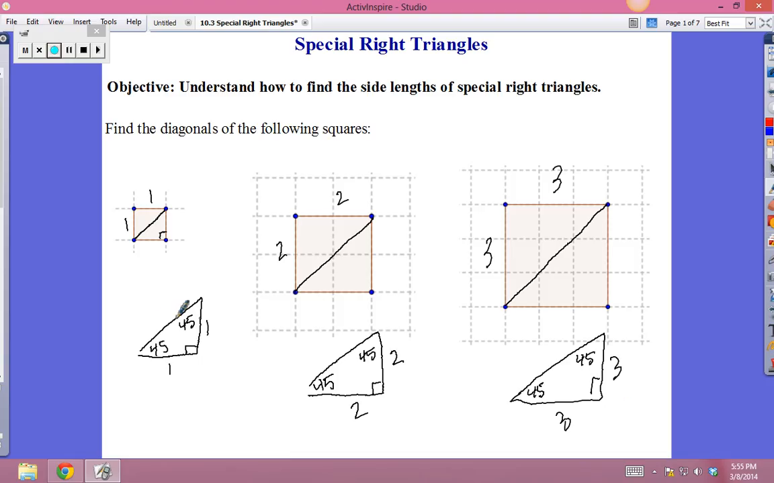So here's what we need to do. Find the diagonal. Find the hypotenuse. And after you've found the third one, there's a pattern that hopefully we pick up on that will save us from ever doing a calculation again on a 45, 45, 90 triangle. So push pause, use the Pythagorean Theorem, see if you can find the hypotenuse, and then push play.